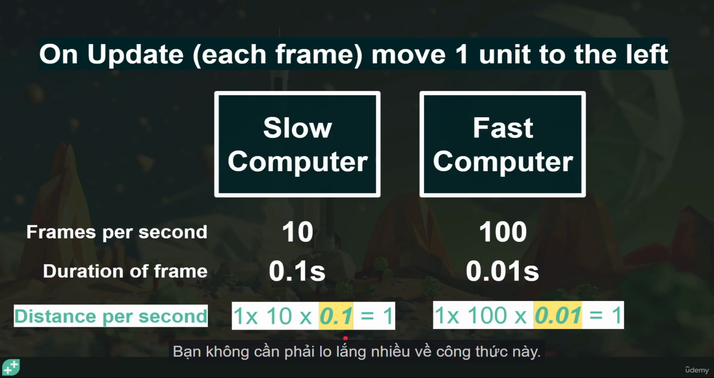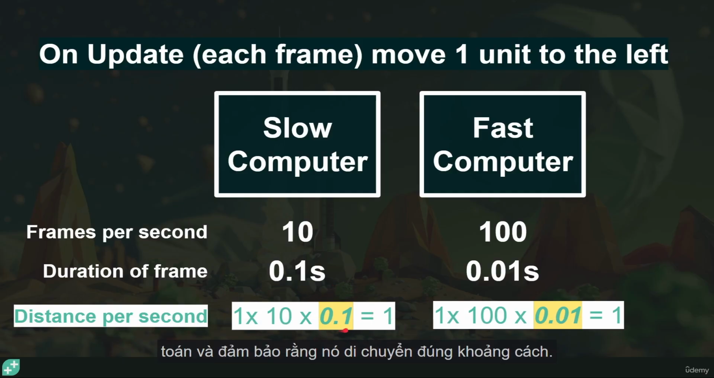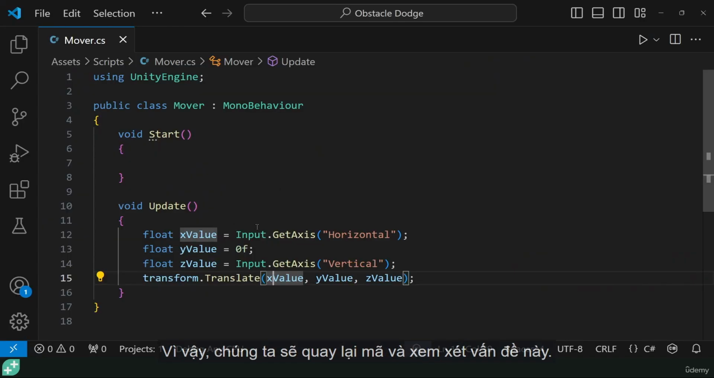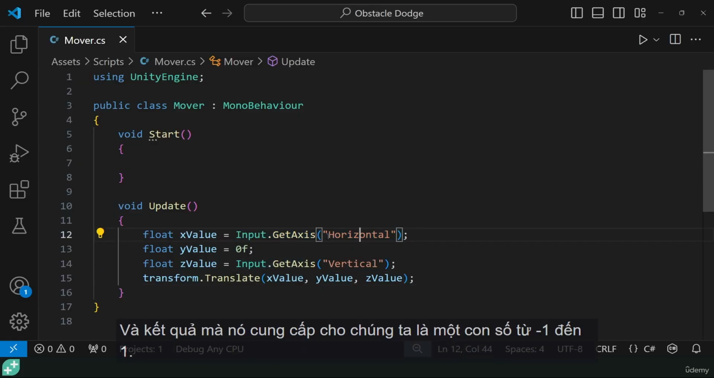You don't need to worry about this formula so much. I just want to show you that Time.deltaTime is this number here that's being calculated constantly by the computer and it's making sure it's moving the right distance. So we'll jump back into our code and have a look at this. We've currently got Input.GetAxis Horizontal, and what this is giving us is a number from -1 to 1.